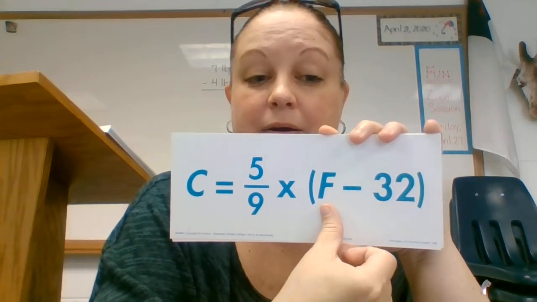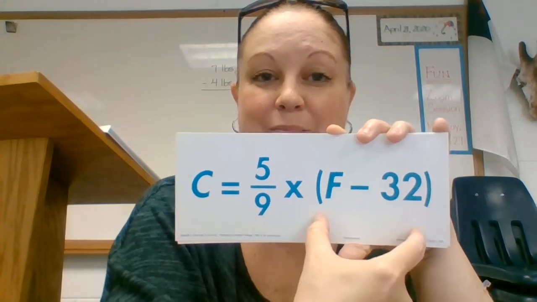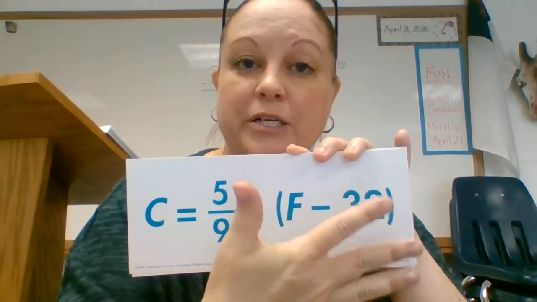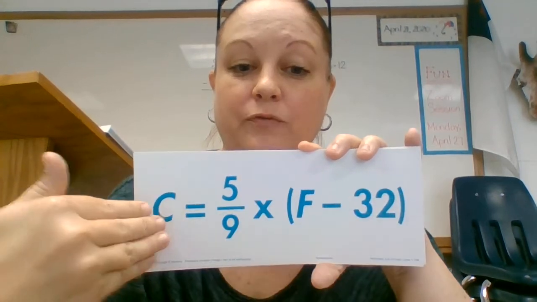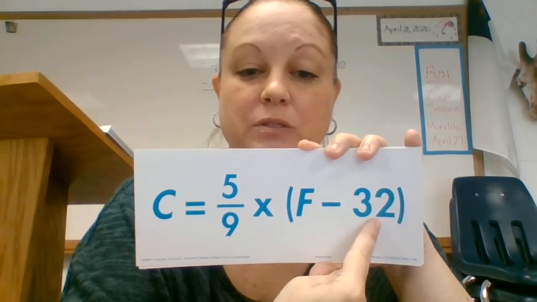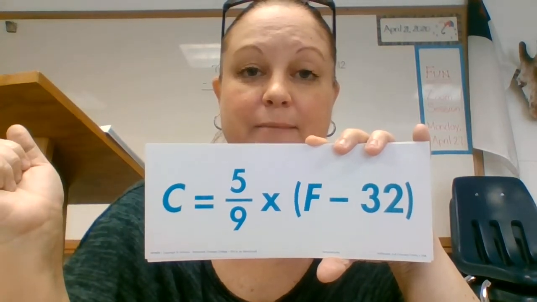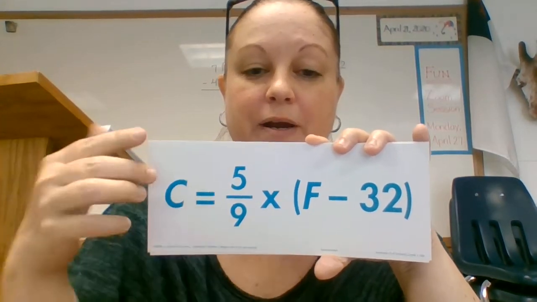Okay, so we take the Fahrenheit and we subtract 32 degrees because order of operations, that parentheses tells us, hey, we're going to change things up. We're going to subtract before we multiply. So subtract first, then you're going to multiply that answer by 5/9, and that will tell you what the Celsius temperature equals when we're given Fahrenheit.